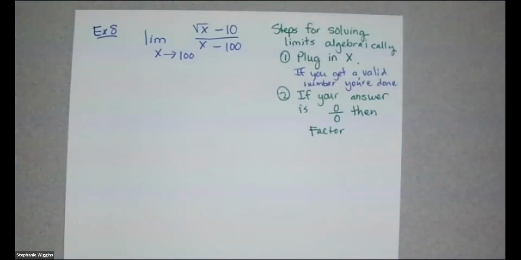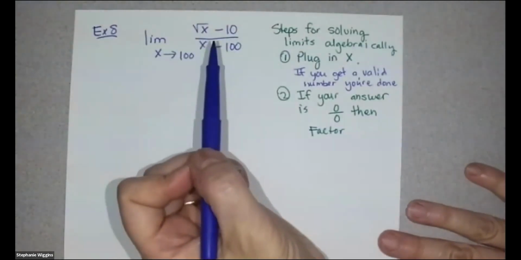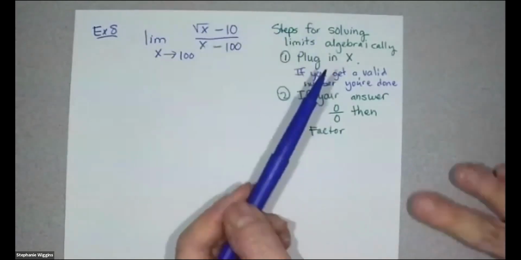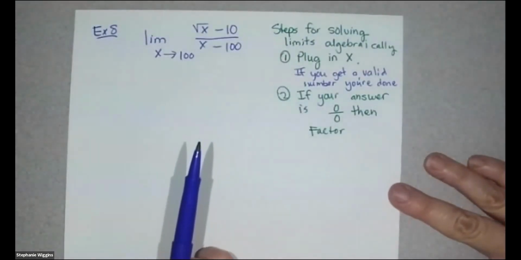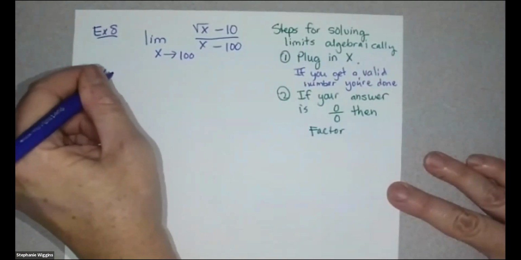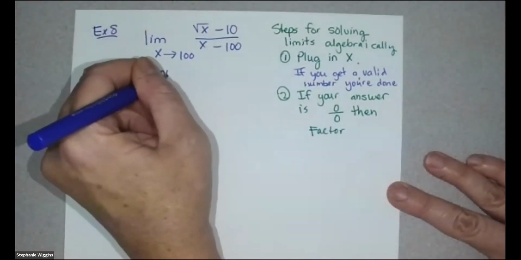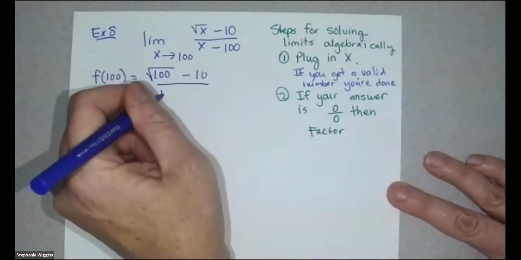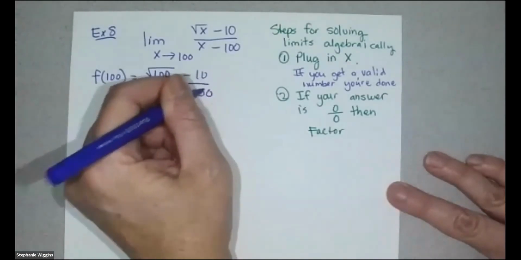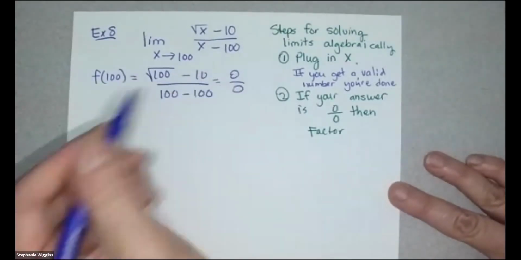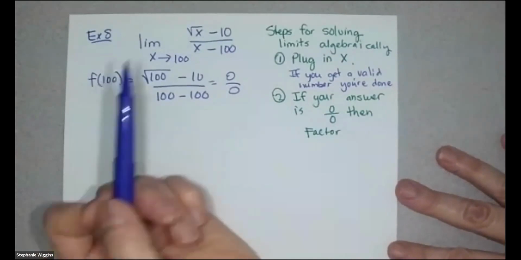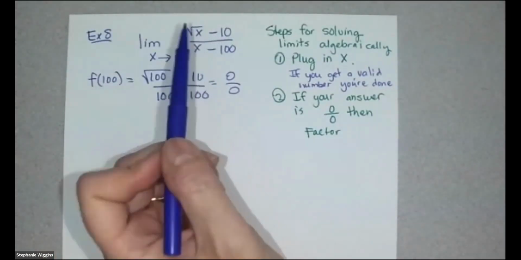Okay? So, wait a minute there. So the first step here is I'm going to plug in 100. And you can see the square root of 100 minus 10 over 100 minus 100. You can see that's 0 over 0. So that's my clue that I'm going to have to factor. However, how do I factor this? That's a square root. I don't even know what to do with that.